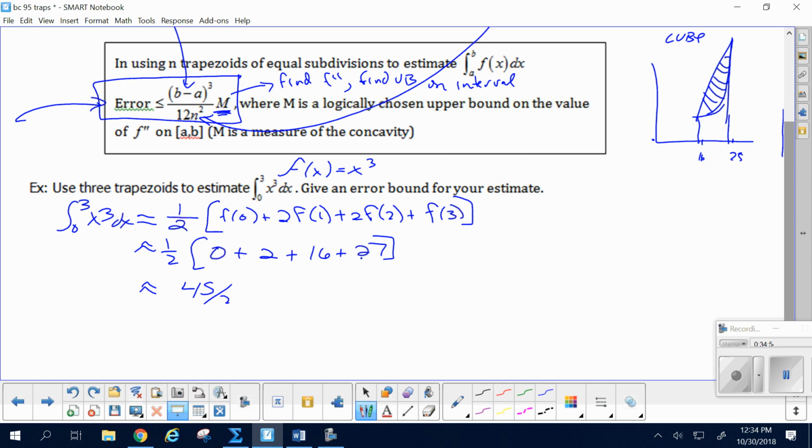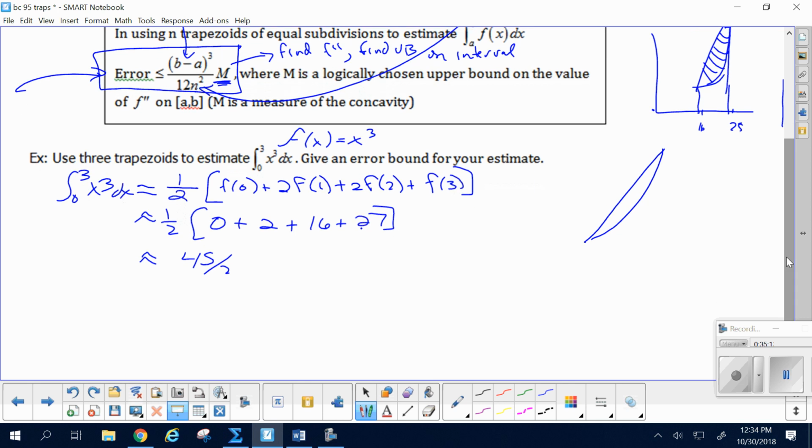Now then, if I asked you, is this an over or an underestimate? How would you answer? It is an overestimate because the curve has a positive second derivative, right? On the interval. Are we cool? All right, now let's talk error bound.